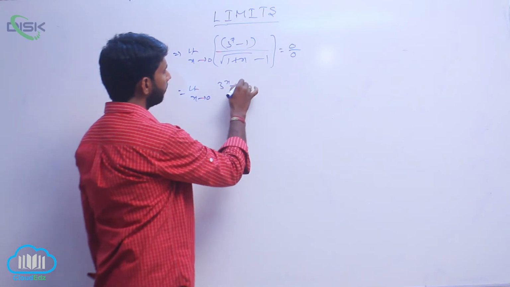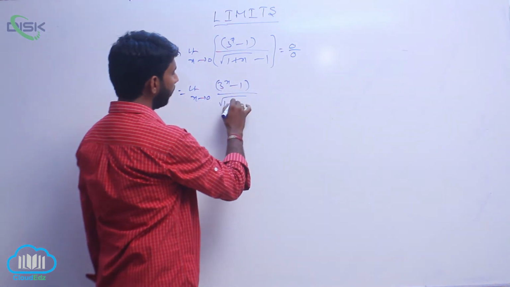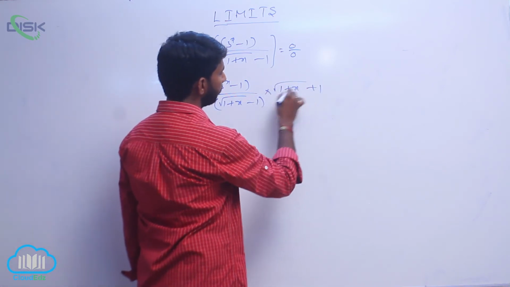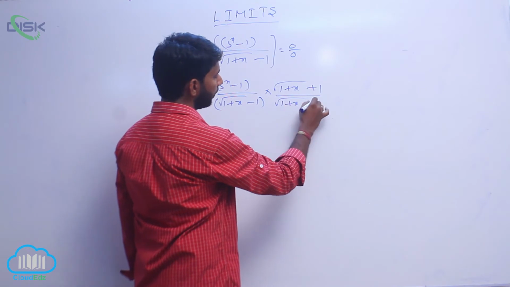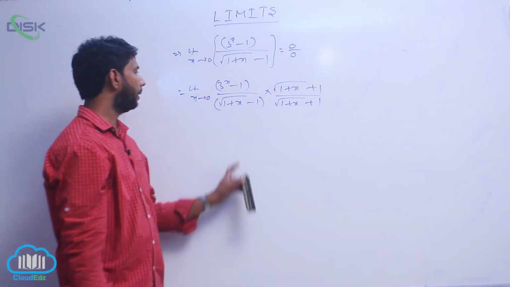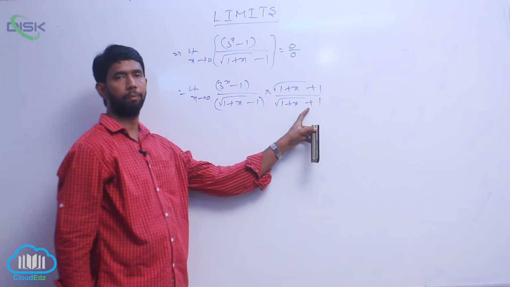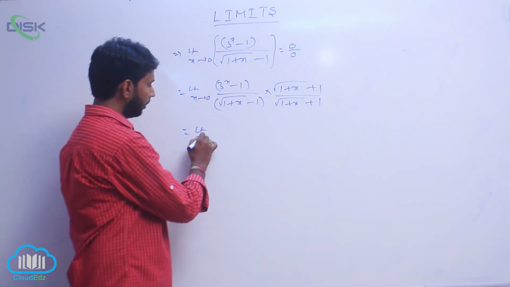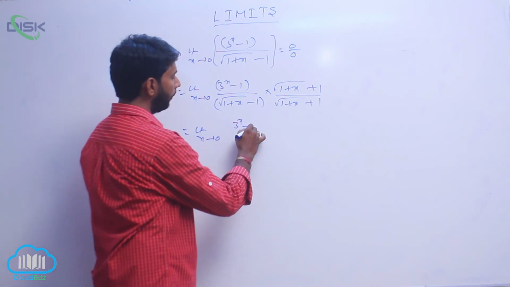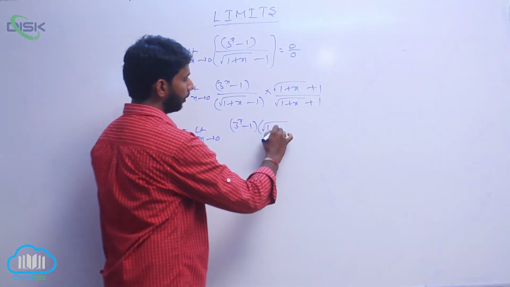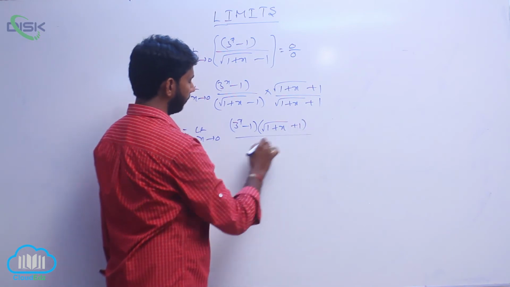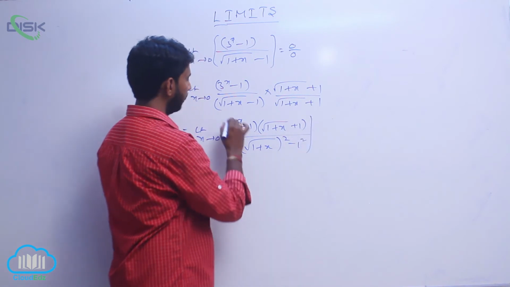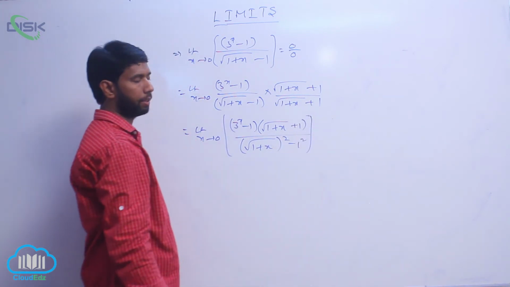It is (3 power x minus 1) by (square root of 1 plus x minus 1), into (square root of 1 plus x plus 1) by (square root of 1 plus x plus 1). In the denominator, it is in the a minus b into a plus b form, which is a square minus b square. That is, the limit x tends to 0, (3 power x minus 1) into (square root of 1 plus x plus 1) by (square root of 1 plus x) whole square minus 1 square. The denominator form is a square minus b square.